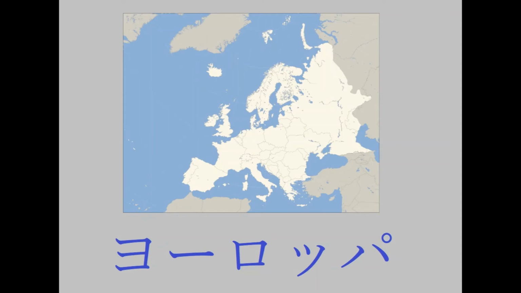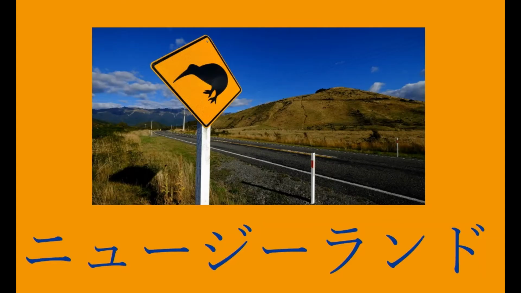Note that sometimes it's hard to tell if the tsu is small or big, so sometimes you just have to guess by sounding out the word. And finally, which country is this? New Zealand, land of the Kiwis.